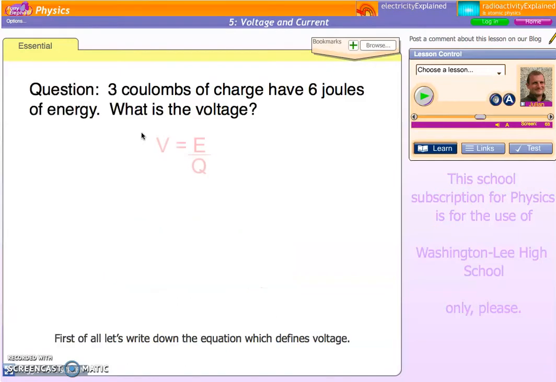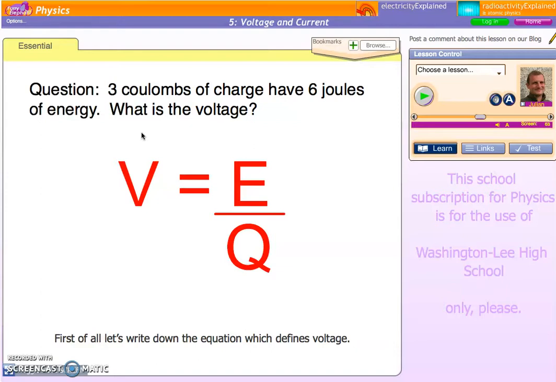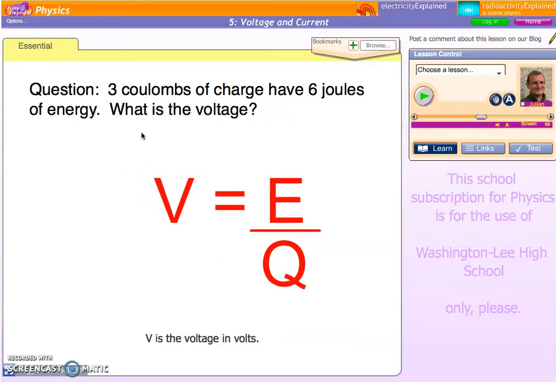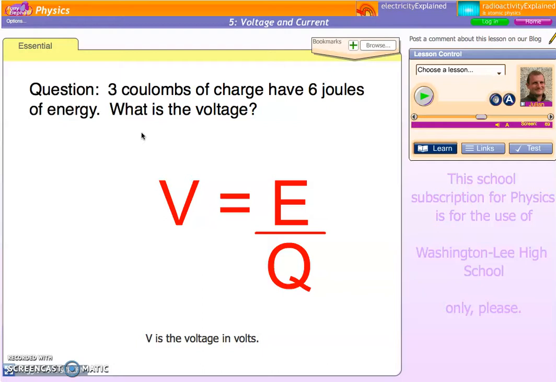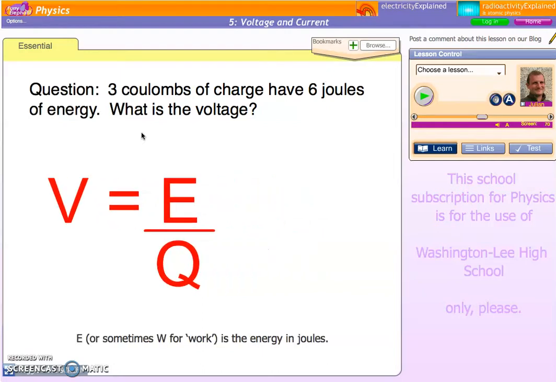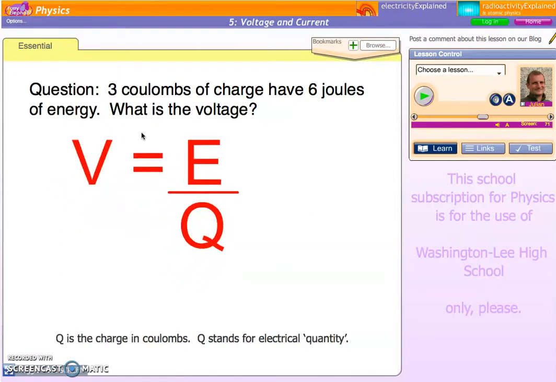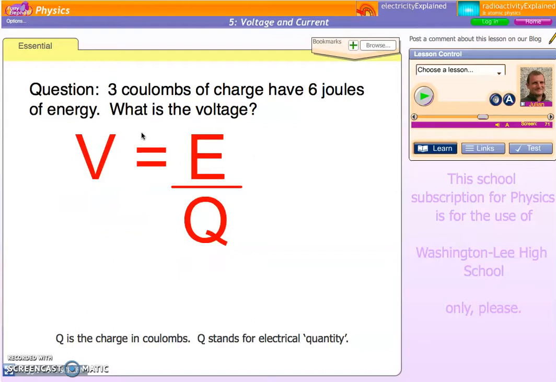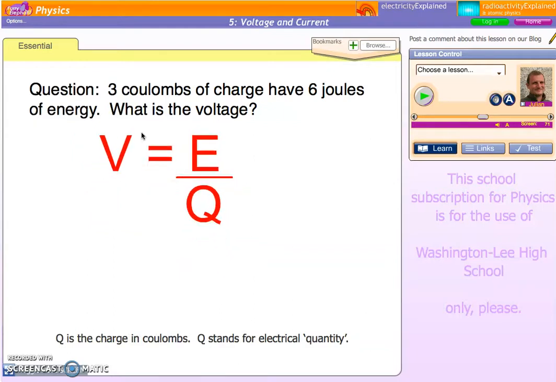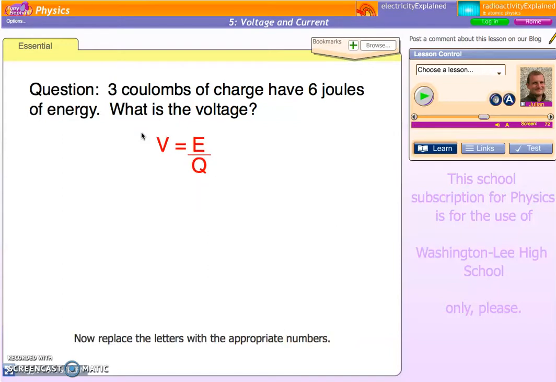Here's some maths. First of all, let's write down the equation which defines voltage. Always a good start. V is the voltage in volts. E, or sometimes W for work, is the energy in joules. Q is the charge in coulombs. Q stands for electrical quantity, or charge. Now replace the letters with the appropriate numbers.